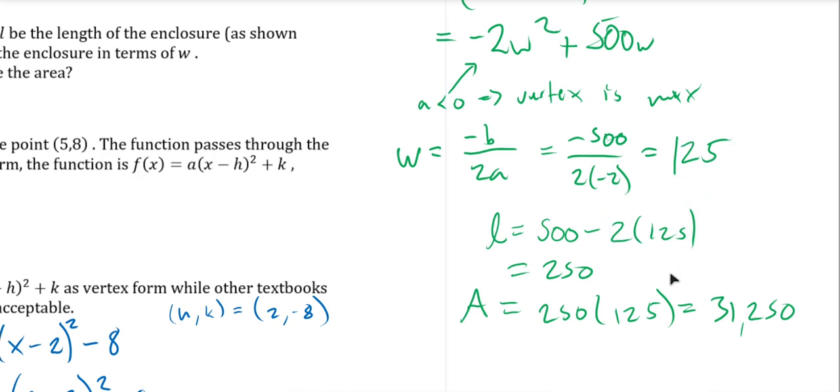Now plugging that back into our equation for L, we find 250. So our dimensions are going to be 125 by 250 to give maximum area given the constraints. Our area then will be the product of those two things, which is 31,250 square feet.